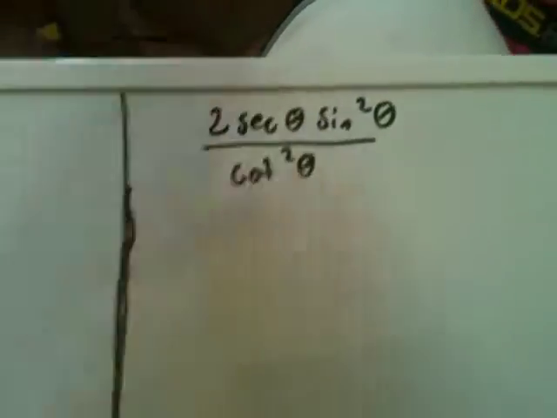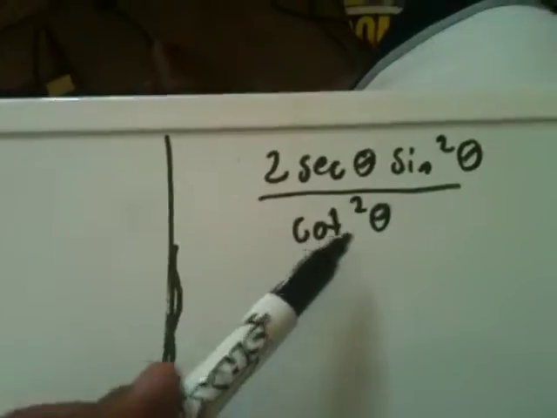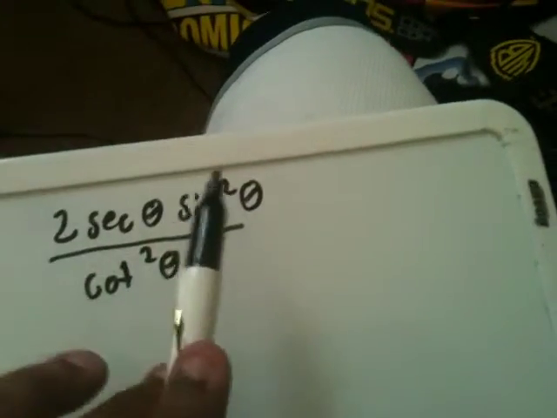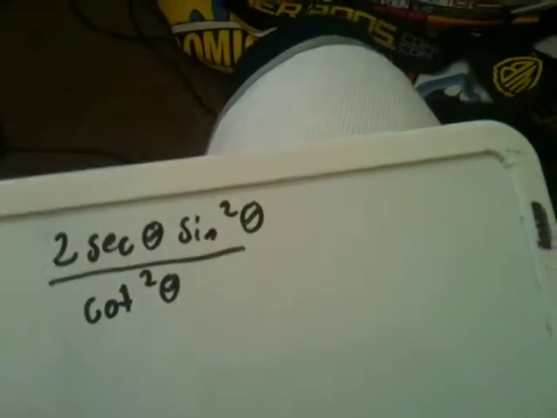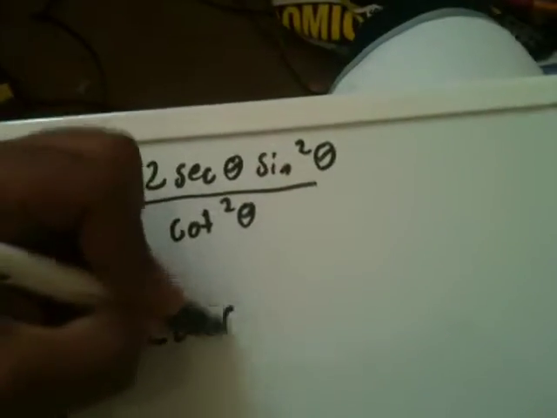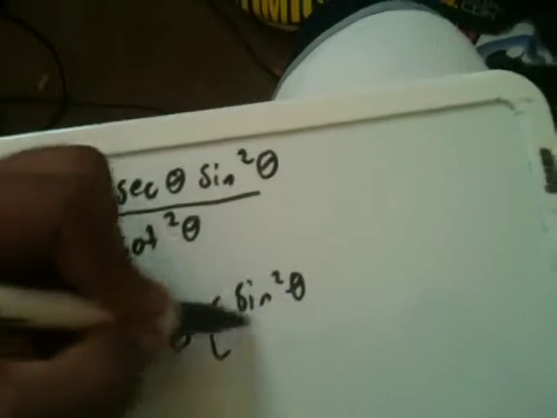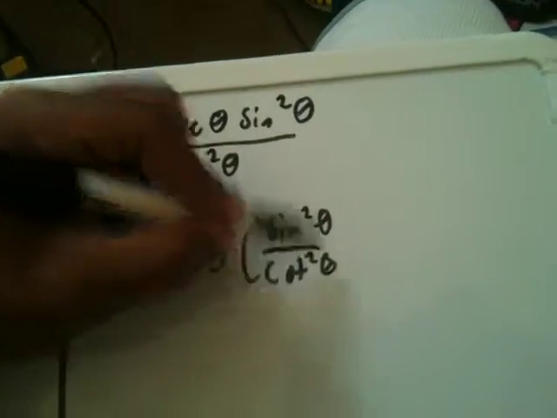Now this next one, it looks kind of easy, and it kind of is. 2 times the secant of theta times the sine squared of theta all over the cotangent squared of theta. The first thing we want to do, does anything pop out? Not immediately. Nothing immediately pops out. But I can take this part right here, the sine squared over this cotangent squared, and break it off, because it's multiplication. So it's 2 times the secant of theta times sine squared of theta over the cotangent squared of theta.